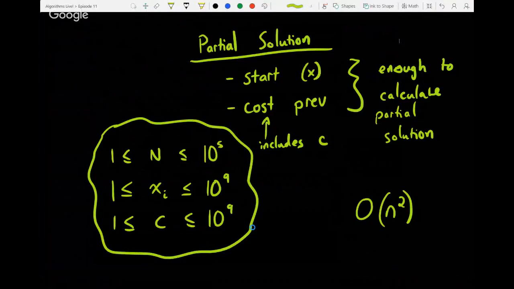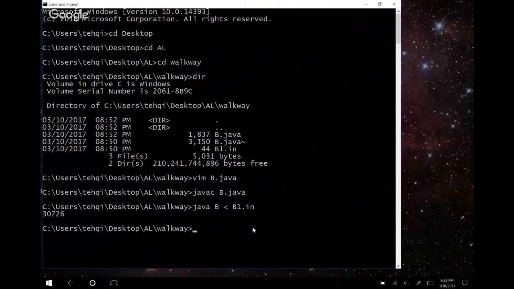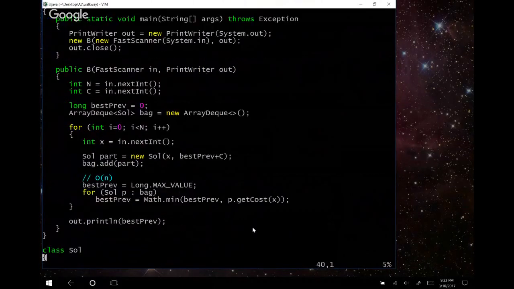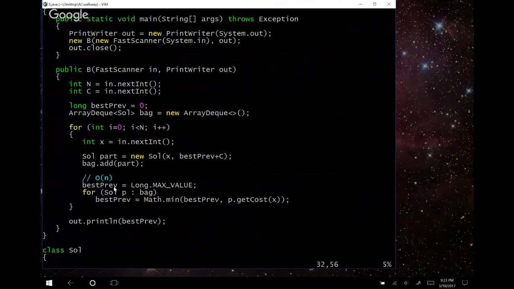Okay, so let's get back to analyzing this problem a little bit further. So what we've done is we've kept track of these partial solutions so far, and we're basically keeping all of them around. And if we look back at this code, you'll notice the slow part of my algorithm is this line right here. This for loop, we got to do something about this for loop. We need to know what's the minimum possible best previous at any given time. And we're currently not doing that.